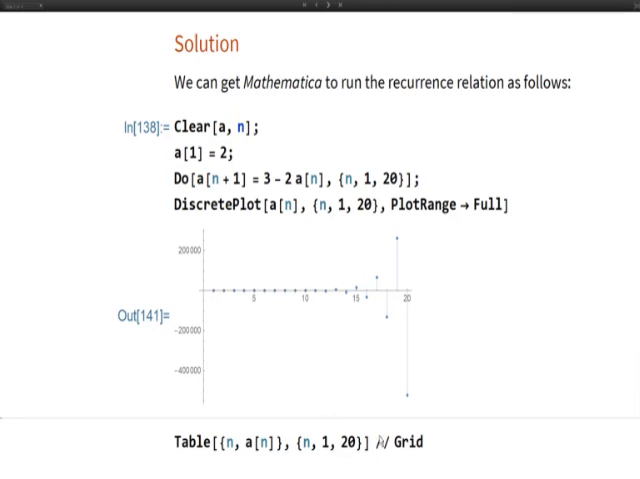Yeah, so if we look at this here, these values keep getting further and further apart. So this is an example of a sequence that does not converge, because the values of the sequence keep continuing to grow.